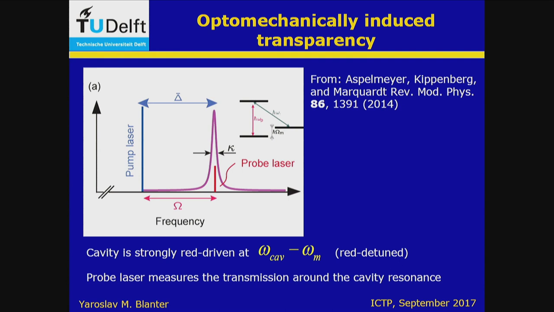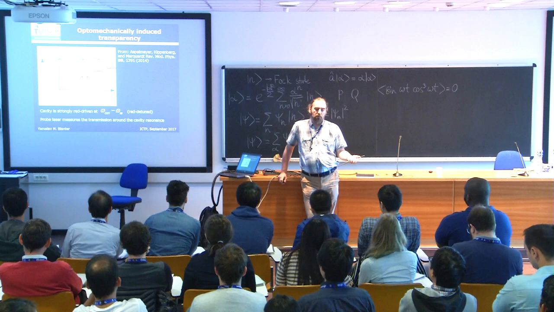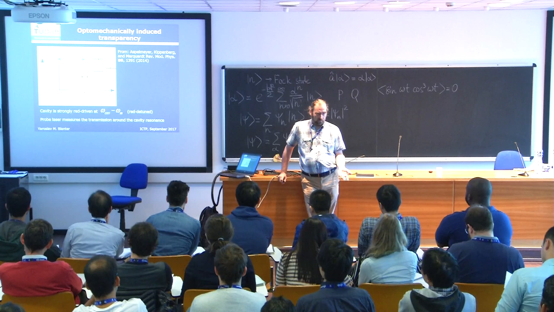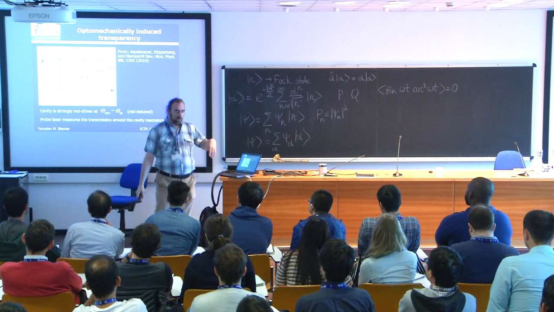Now, that's all fine. Imagine you drive it harder and harder and harder. What happens? At some point, your cavity is linear, so nothing happens to the cavity. But because you drive it, you also excite the resonator. And at some point, the resonator starts moving with such a big amplitude that it becomes nonlinear. In this case, you can basically assume that this is not a linear oscillator anymore, that's a Duffing oscillator. And you can ask, what is the effect of the Duffing oscillator on this optomechanical induced transparency?